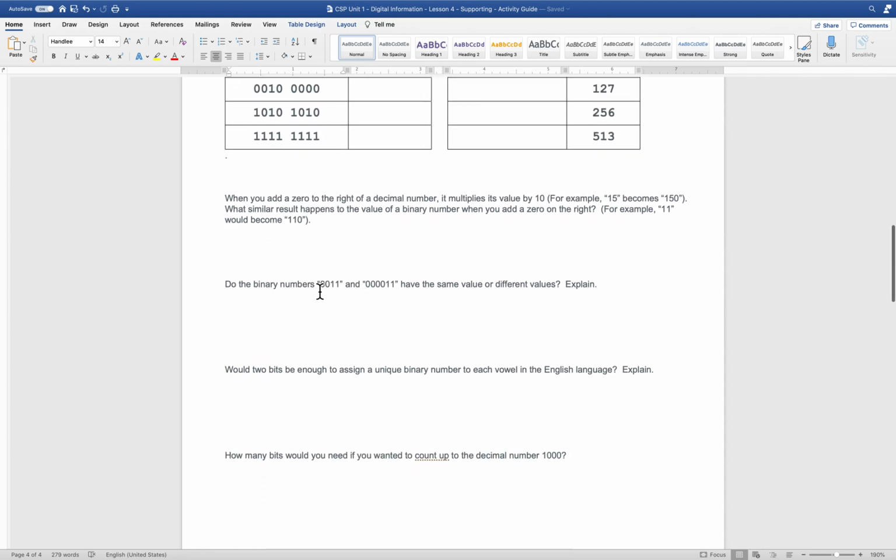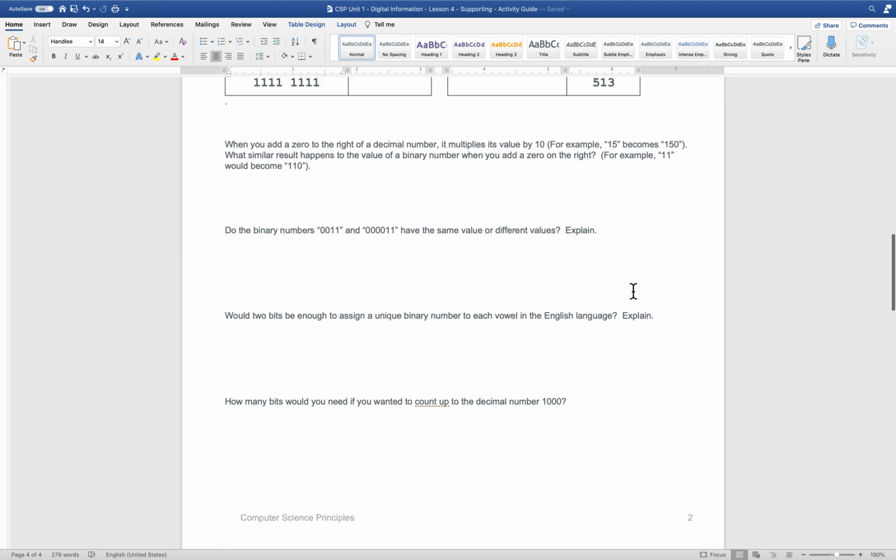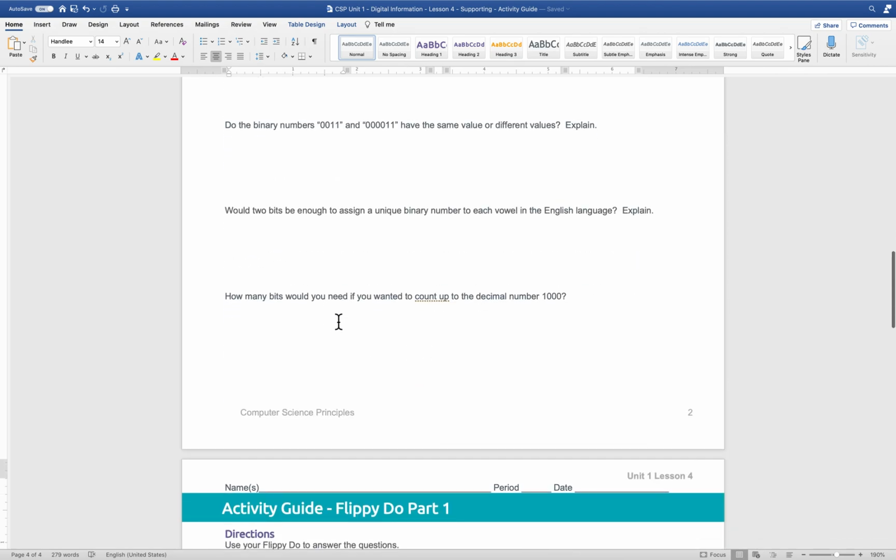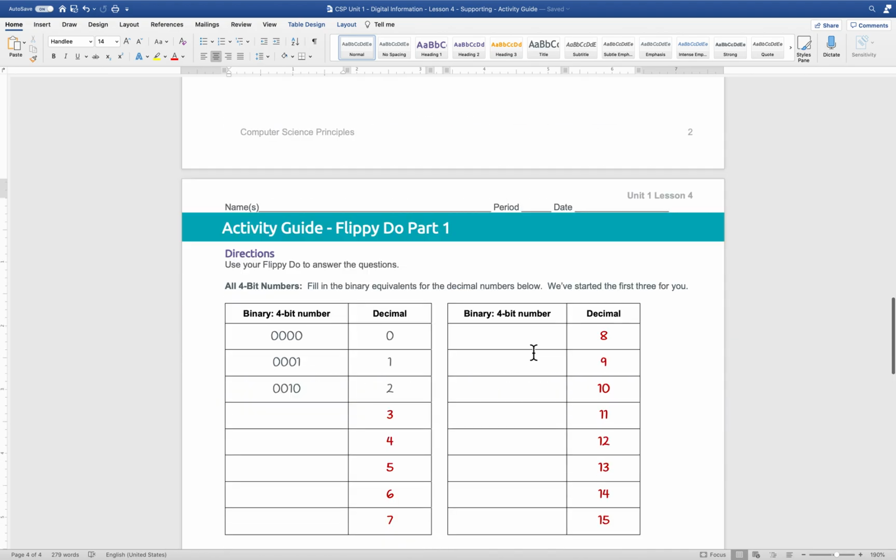Do the binary numbers 0011 and 00011 have the same value or different values? You can plug that into your Flippy-Do if you need to determine that. Would 2 bits be enough to assign a unique binary number to each vowel in the English language? And explain why or why not. How many bits would you need if you wanted to count up to the decimal number 1000? So go ahead and see if you can figure that out.